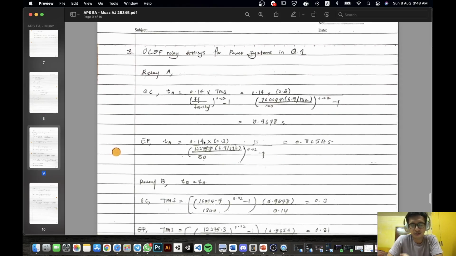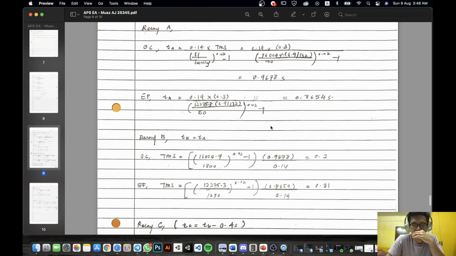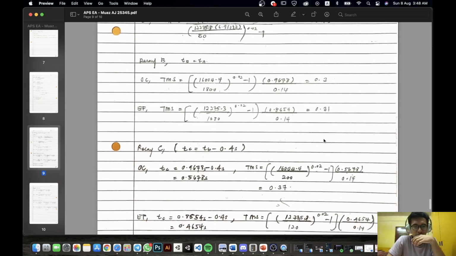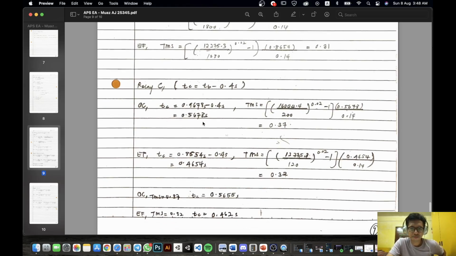Based on the assumptions made, we continue to calculate for every relay. The first relay starts with calculating the time, because we already assumed that TMS equals 0.3. This time we use for relay B, because TB equals TA, since they are within the same feeder, and the TMS we got is 0.3 and 0.31. For relay C we must subtract 0.4, because it is between feeders, and we need to subtract the grading margin, which is essentially 0.4.